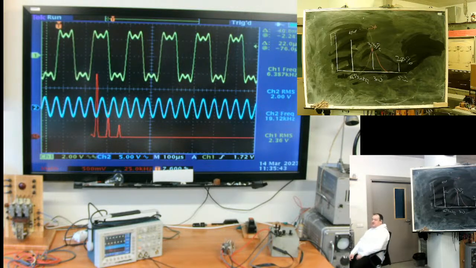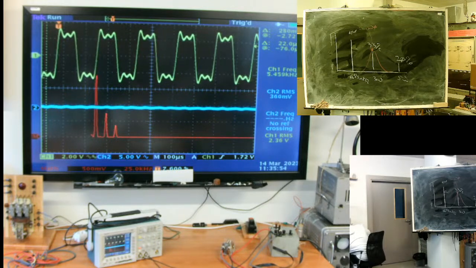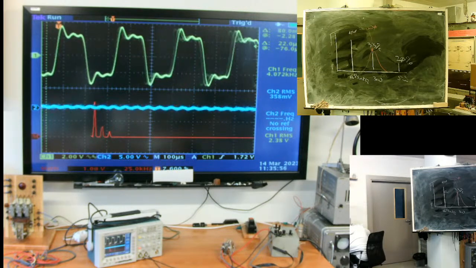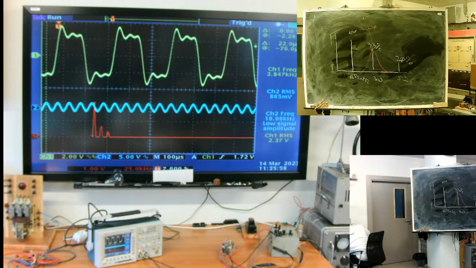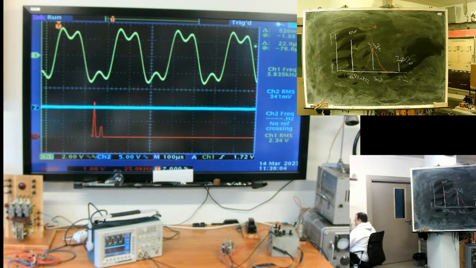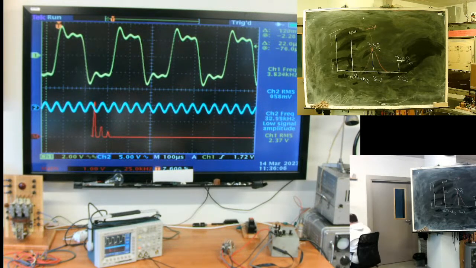We should see the same effect where? 5 times. Let's check. Now I adjust.